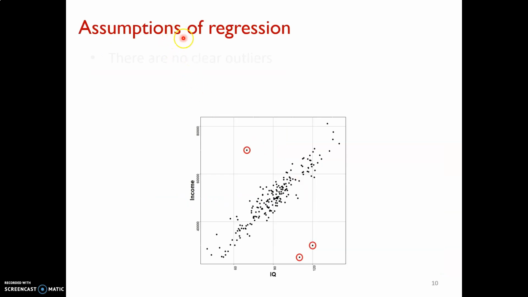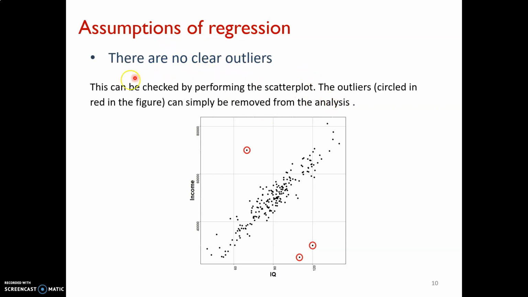Next, the assumption of regression. Here, there are no clear outliers. This can be checked by performing a scatter plot. The outlier can simply be removed from the analysis. The outliers are indicated in red in the figures.